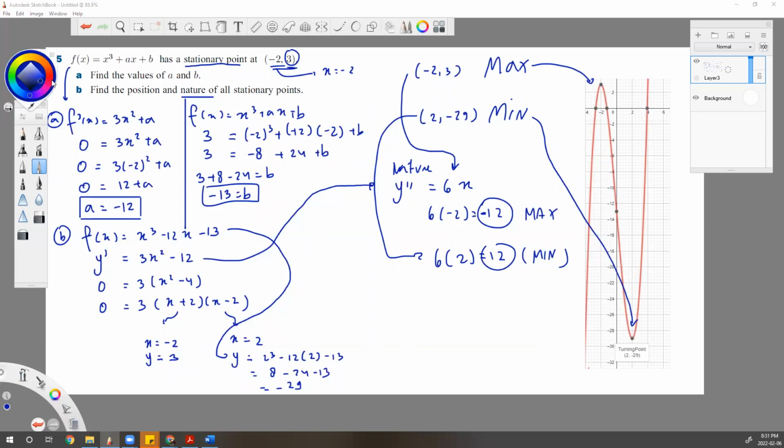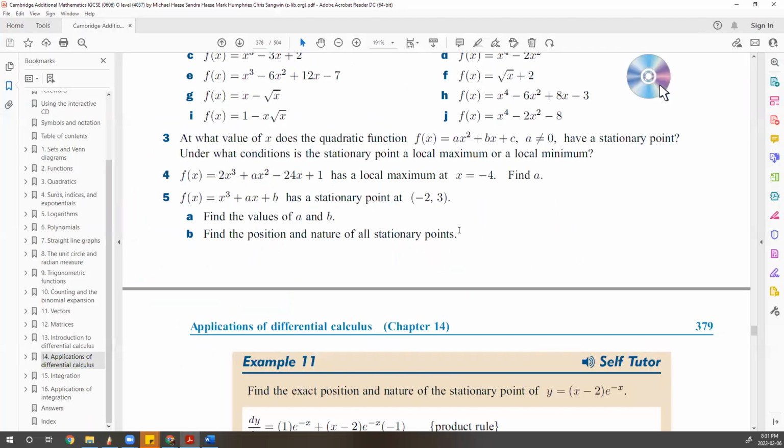Okay, maximum is where the second derivative is negative. See, it is -12, right? You insert the x by -2. If it is positive, it means the nature of the stationary point is minimum. Get the idea? I think the book is already explained.